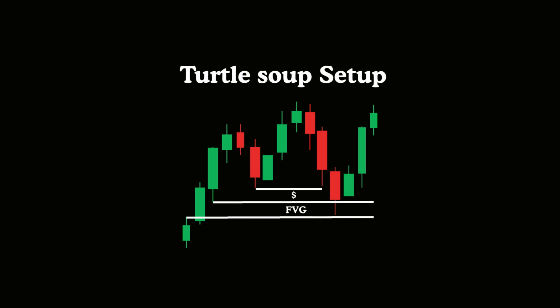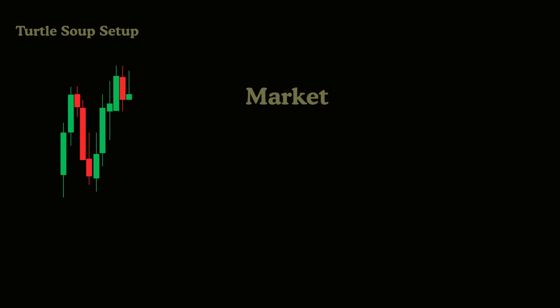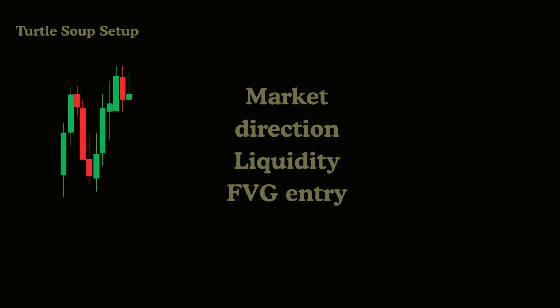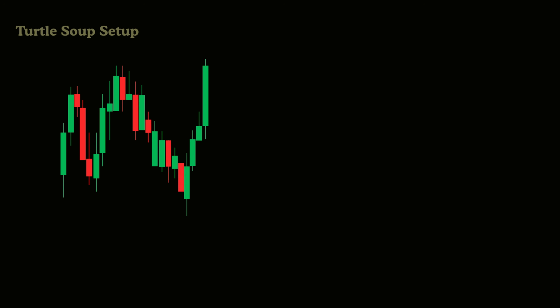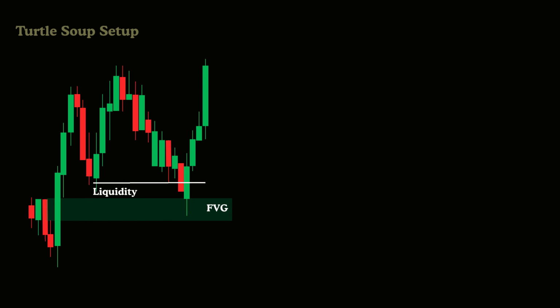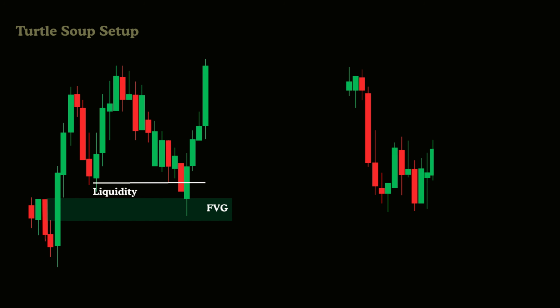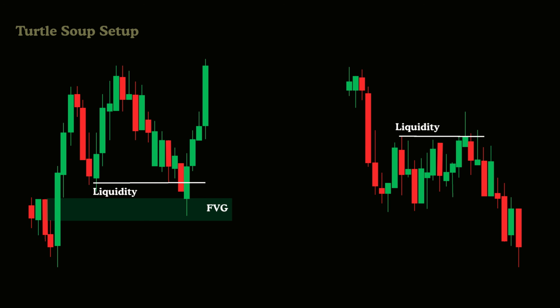Now let's dive into the next concept, the turtle soup setup. This setup is another high probability strategy that blends market direction, liquidity sweeps, and fair value gap entries. A bullish turtle soup pattern takes shape when price dips below a recent swing low, or a cluster of lows, while holding above a bullish fair value gap. On the flip side, a bearish turtle soup occurs when price runs above a recent swing high, or a group of highs, while staying beneath a bearish fair value gap.